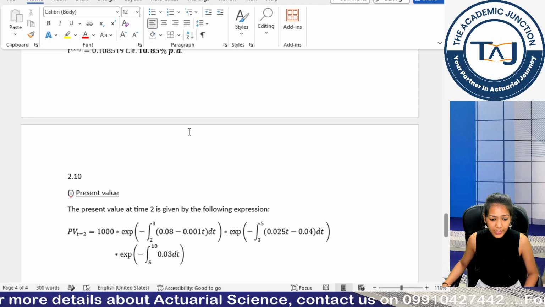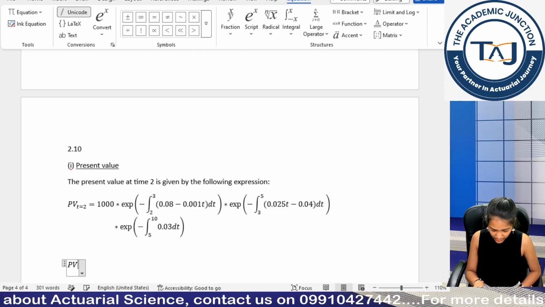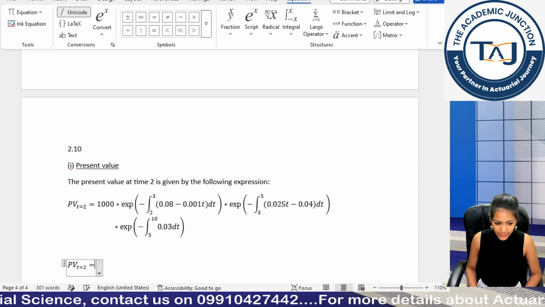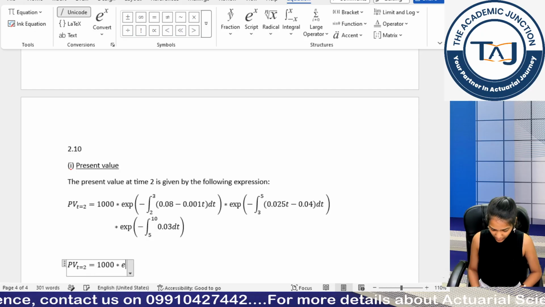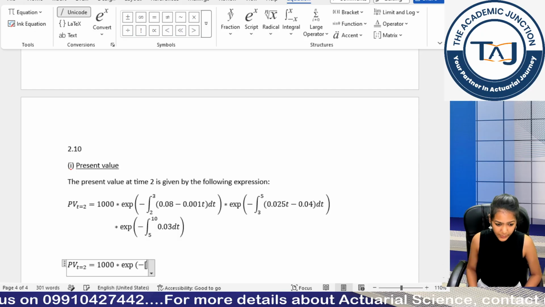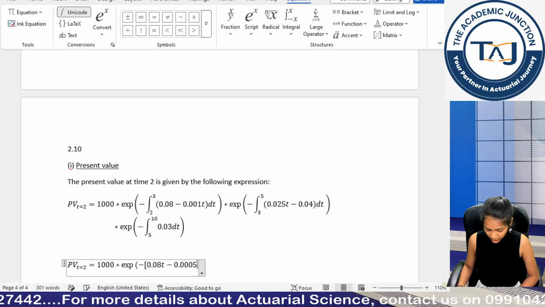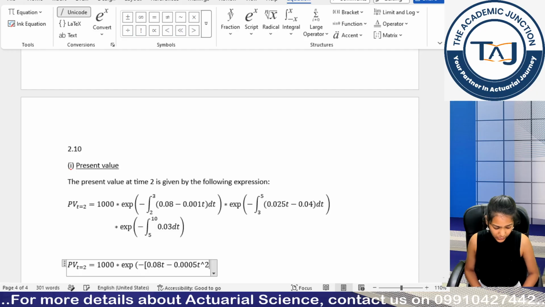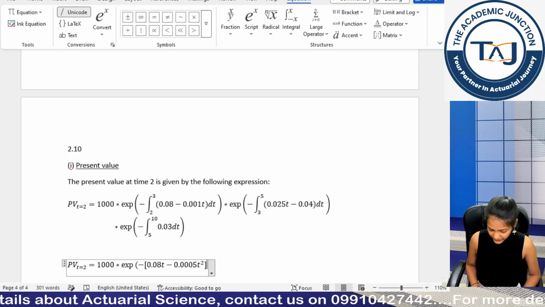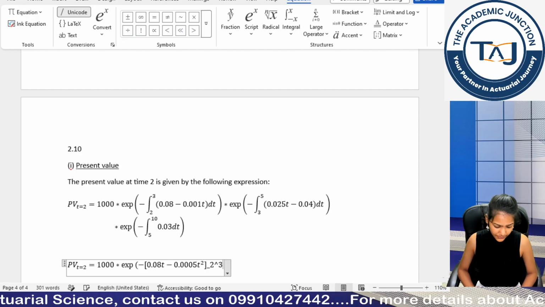Now let's solve it. So we get again PV(t=2) is equal to 1000 star exponent, bracket, minus, this bracket 0.08t minus 0.0005t square, superscript, then this bracket close. Now we will place the limits here as well. Okay, so underscore for the lower limit and the sign for the upper limit.